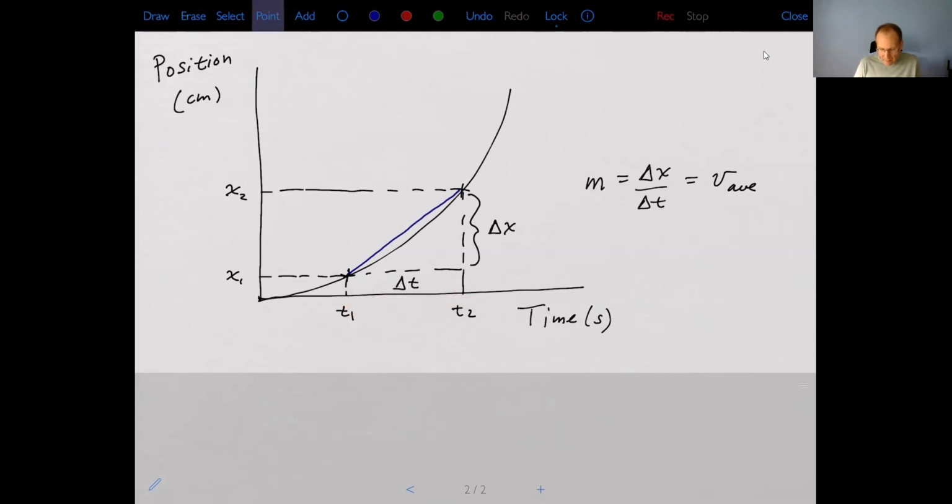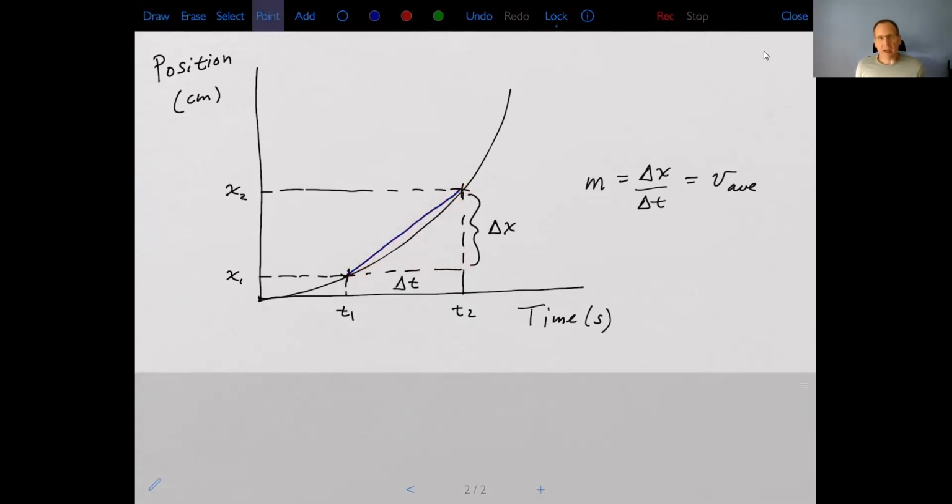Okay. It turns out the velocity is actually changing in this case, and I'll explain that in a second. So it's changing, but if you want to know the average over that time interval, it would simply be the change in the position over the change in time, right? So basically it's the slope of that secant line.